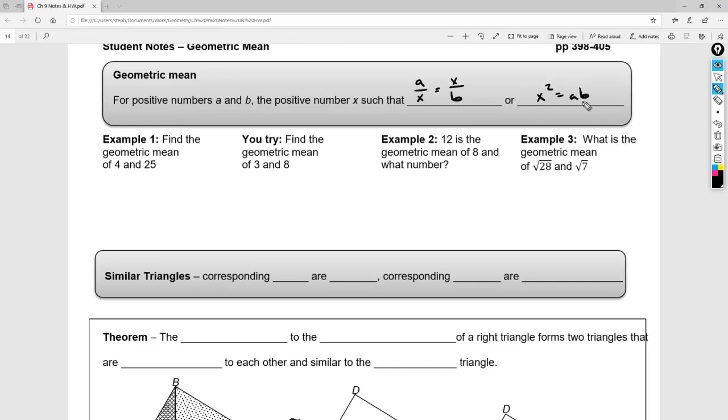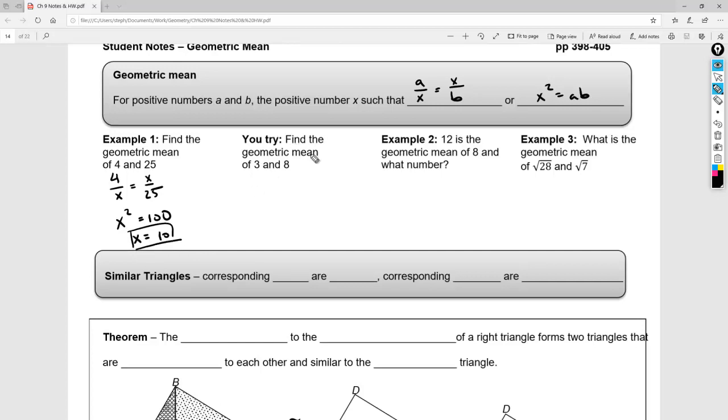Makes everything super simple. So for instance, in example 1, it says find the geometric mean of 4 and 25. So we could set up our proportion. 4 is to x as x is to 25. But what this is really asking is x squared equals 100, solve for x. Okay, so solving for x, we get 10.